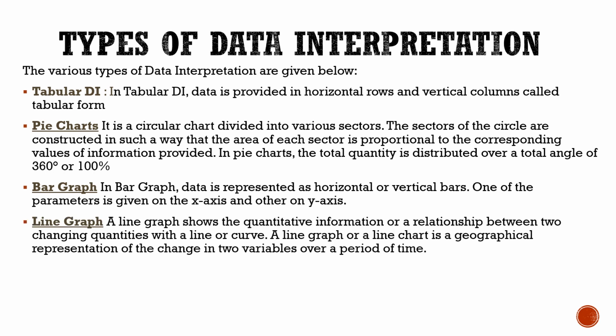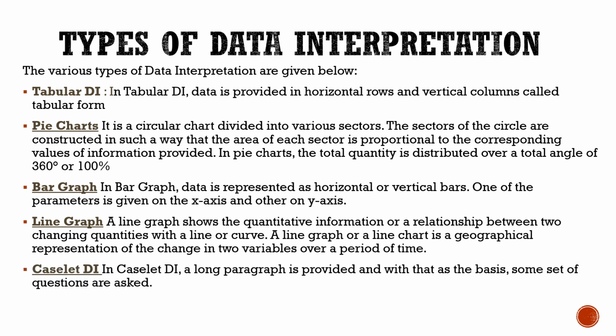Next, the line graph. If you want to represent sales of two companies in different years simultaneously, the best graph we can use is the line graph. It shows the quantitative information or a relationship between two changing quantities with a line or curve. We plot sales of two companies in a graph, plot different points, and join these points using either a line or a curve. So a line graph or line chart is a graphical representation of the change in two variables over a period of time.